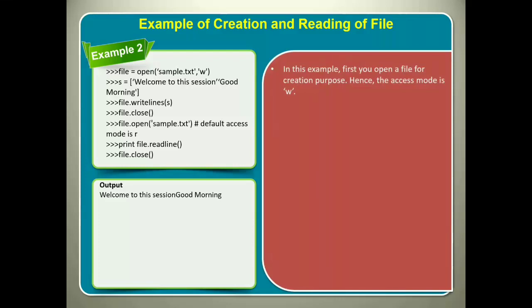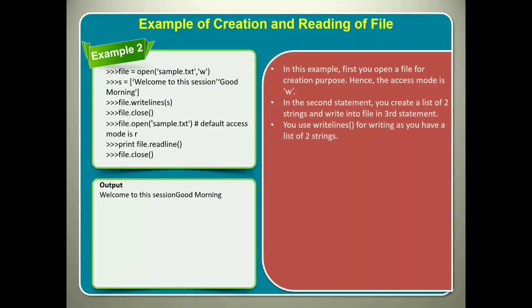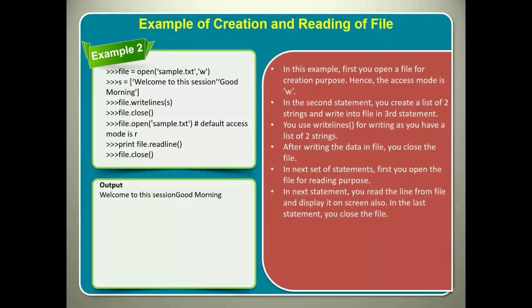In this example, first you open a file for creation purpose. Hence, the access mode is w. In the second statement, you create a list of 2 strings and write in file in third statement. You use writelines function for writing as you have a list of 2 strings. After writing the data in file, you close the file. In next set of statements, first you open the file for reading purpose. In next statement, you read the line from file and display it on screen also. In the last statement, you close the file.